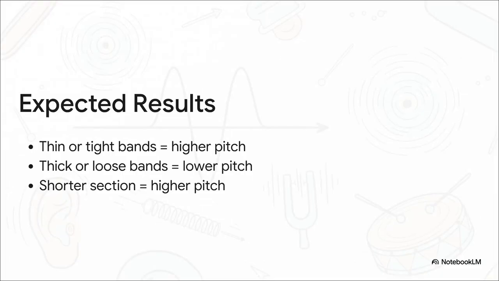Here are the expected results of your little experiment, and they anchor perfectly back to our core rule. The thinner bands, the ones you pull tighter, or the ones you artificially make shorter by pressing your finger down on them, all of these have less mass or higher tension, which causes them to vibrate faster. And fast equals a higher pitch. Conversely, the thick, heavy bands, or the ones that are loose and long, well, they take more time to swing back and forth. They vibrate slower, and slow equals lower pitch.